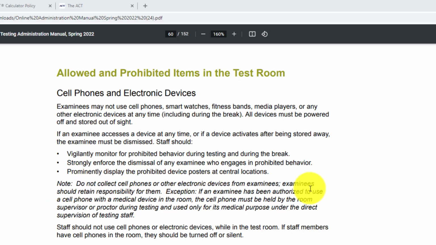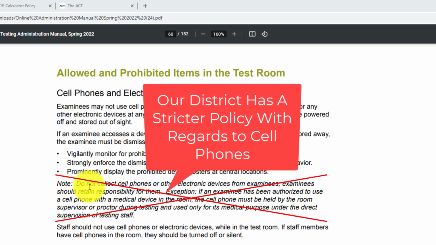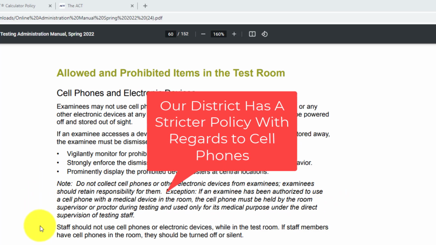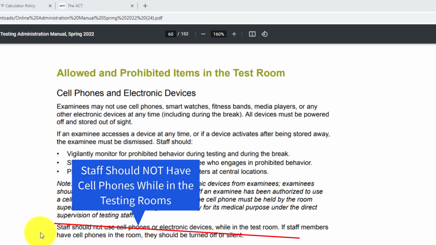So ACT policy says this, and I'm not going to read it because we do not abide by this. We have a stricter policy. Okay, so let's look at that next one, though. It says this: staff should not use cell phones or electronic devices while in the test room. If staff members have a cell phone in the room, they should be turned off or silent.